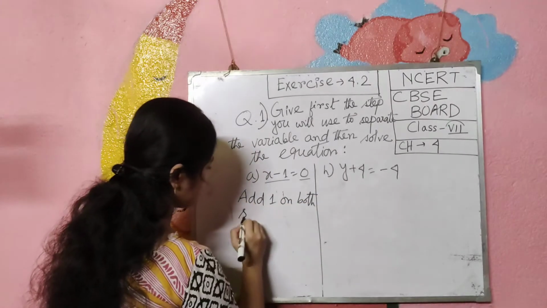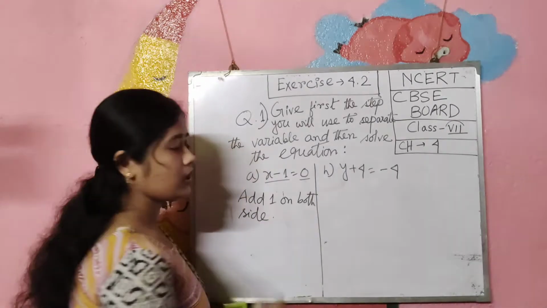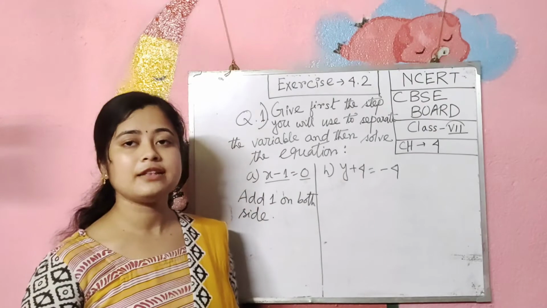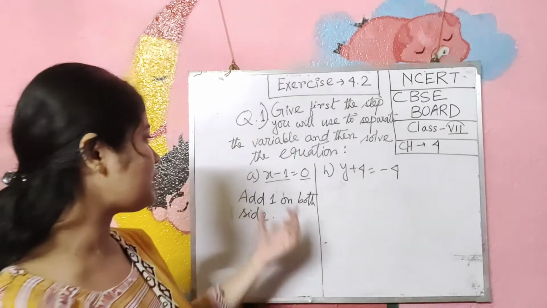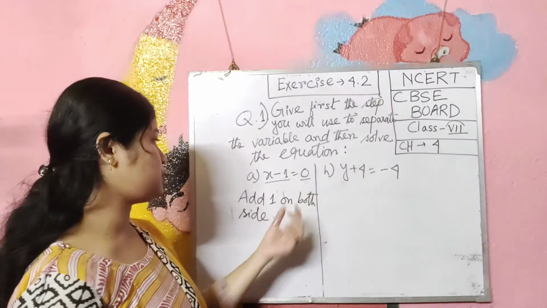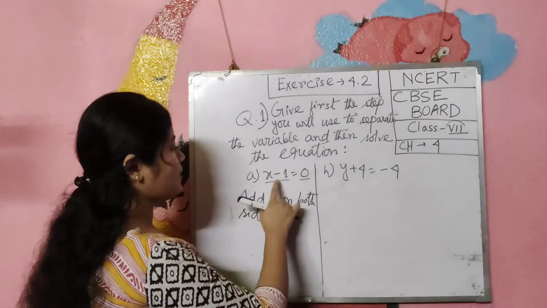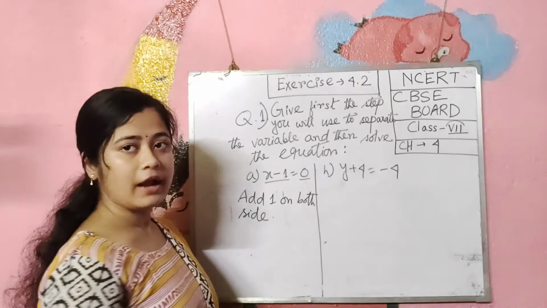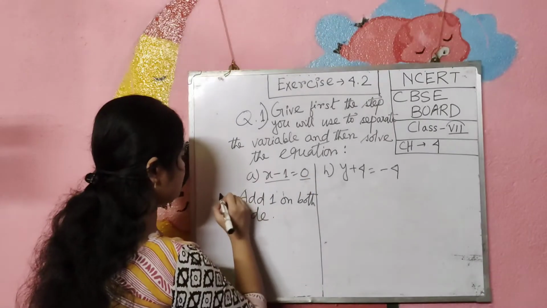Why both sides? Because in an equation, whatever we do on the left part we must do on the right part also. If I add on the left hand side, we have to add it on the right hand side also. That is the step.